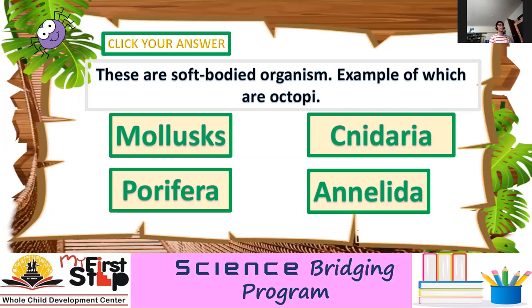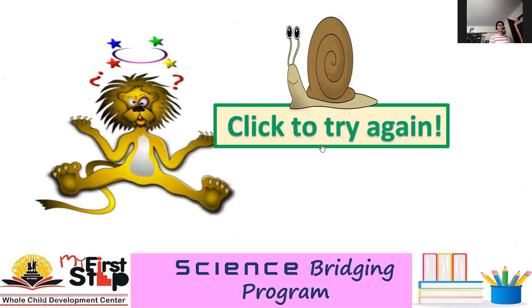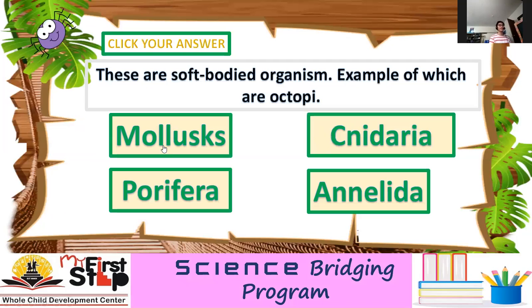Okay, question number 2. These are soft-bodied organisms, an example of which are octopi. So, which is the correct answer? Let's say your answer is Cnidaria, and that's wrong. So, you are directed to this slide because your answer is wrong. Click try again, and let's try mollusks, and you're correct. Let's click continue.